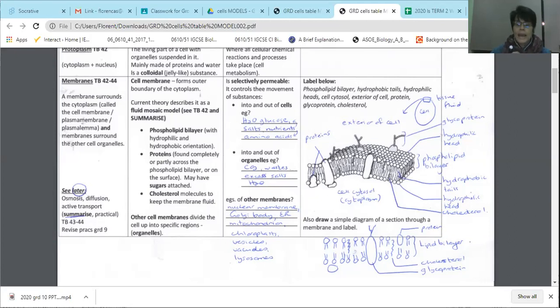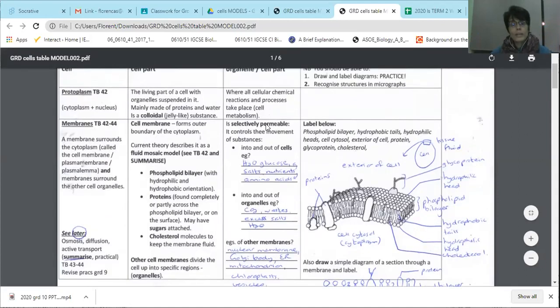Maybe that one there. And then there are proteins with sugars attached, and they're called glycoproteins. And then there are those little cholesterol molecules in between, making sure that those lipid molecules aren't too far apart in hot weather or too close in cold weather, keeping the fluidity of the membrane constant.